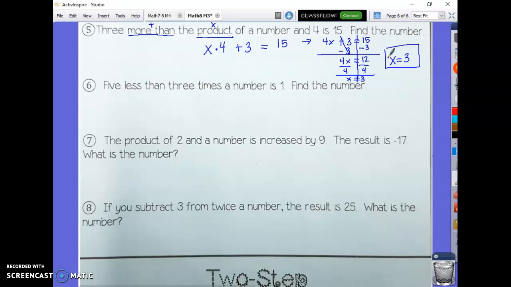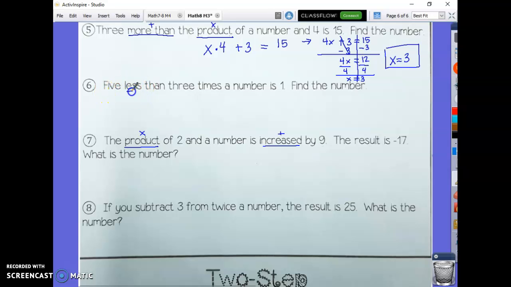Number 7: the product of 2 and a number is increased by 9. So you're multiplying a number by 2 and then increasing it by 9. The result will be negative 17. I feel like that's actually, let's do this one, number 6.